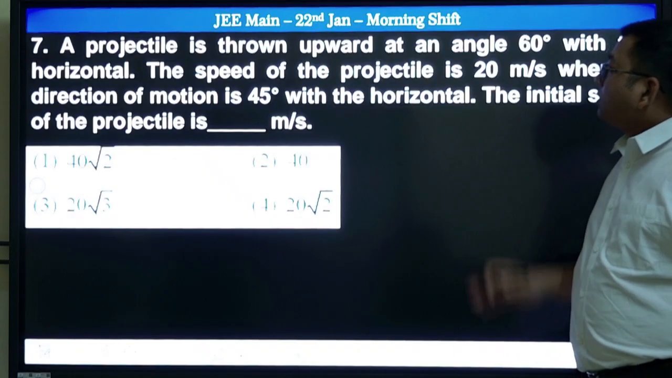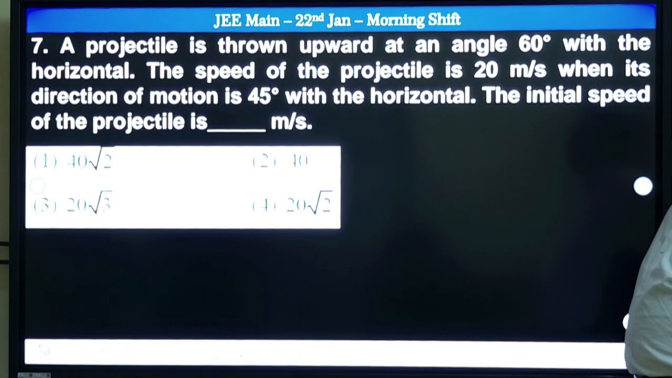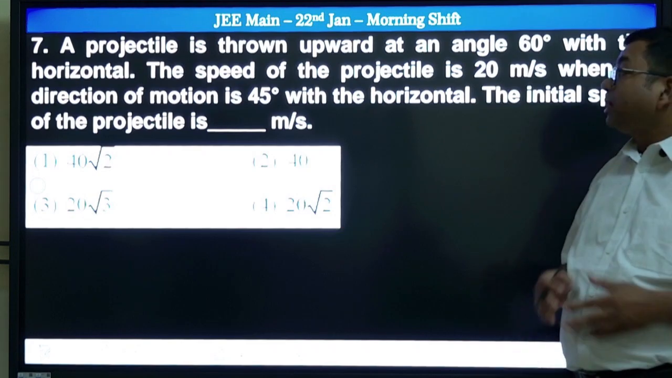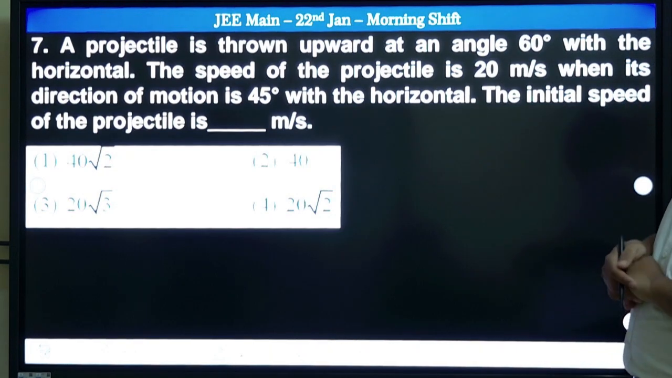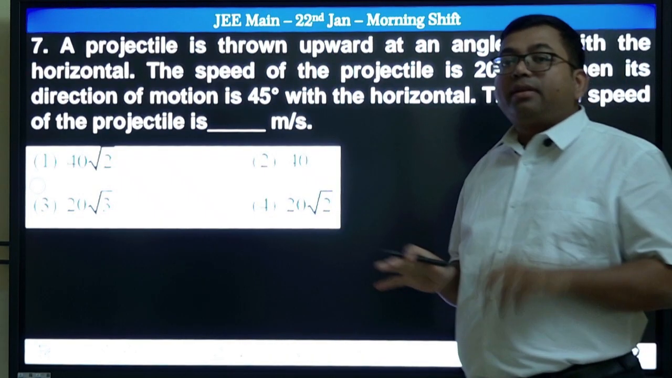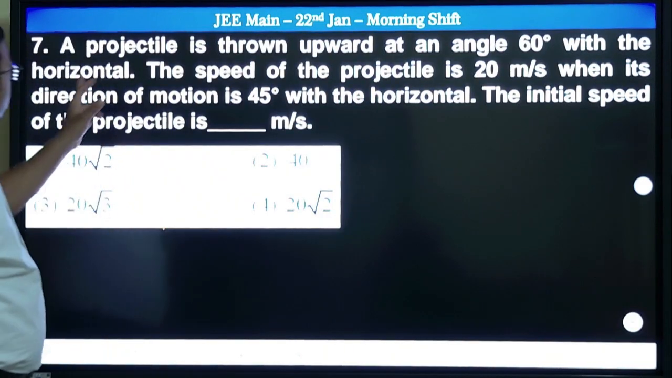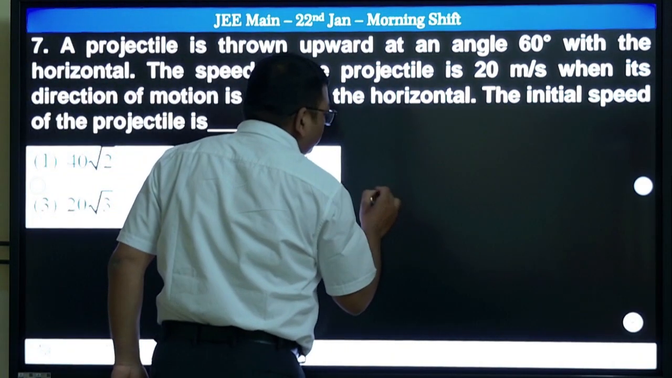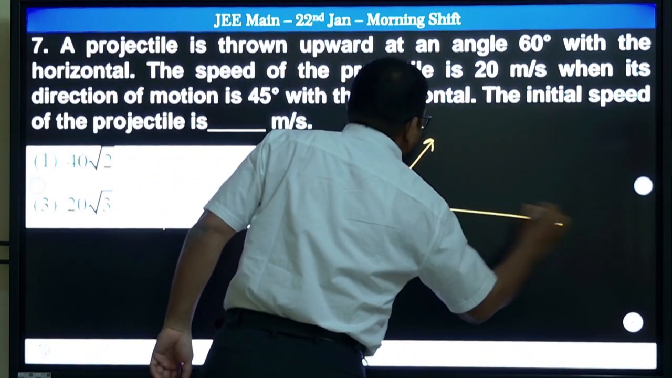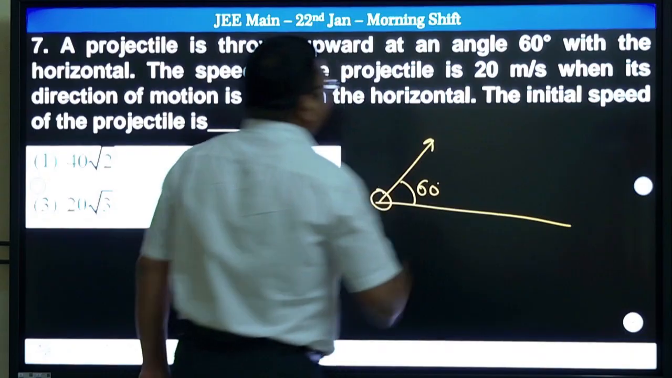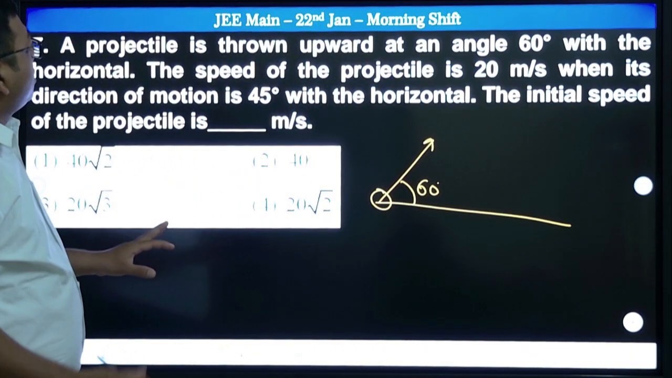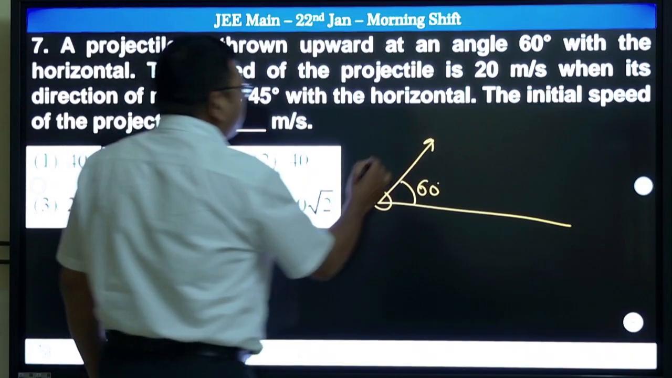A projectile is thrown upward at an angle of 60 degrees with the horizontal. The speed of the projectile is 20 meters per second when its direction of motion is 45 degrees with the horizontal. The initial speed of projectile is. Let's quickly try to draw the diagram. What is happening? A projectile is thrown, right, at an angle of 60 degree, and its initial velocity not given. Okay, u is initial velocity.